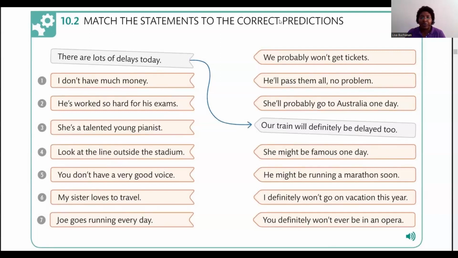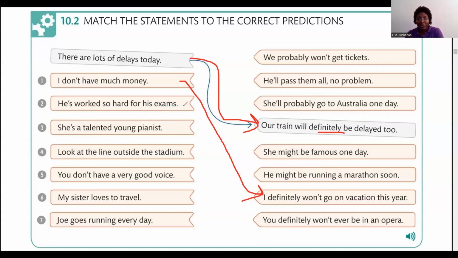We have an example here. There are lots of delays today. Our train will definitely be delayed. Oh no, definitely be delayed. Let's look at the next one. I don't have much money. We're going to match it with this one. I definitely won't go on vacation this year. All right, it's not going to happen.